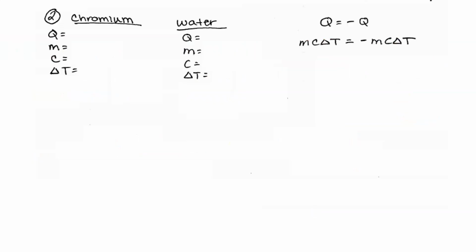So what I'd like you to do is you have one list for your metal, one list for your water. Remember, we're going to use this first law of thermodynamics to our advantage. We're going to be able to say that m c delta T equals negative m c delta T. I'd like you to try to come up with what your values are, and then see if you can plug them in to an m c delta T equals negative m c delta T setup.